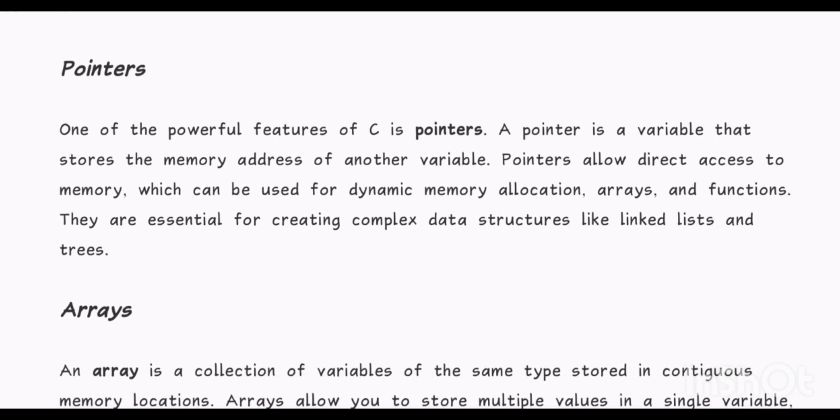Pointers. One of the powerful features of C is pointers. A pointer is a variable that stores the memory address of another variable. Pointers allow direct access to memory, which can be used for dynamic memory allocation, arrays, and functions. They are essential for creating complex data structures like linked lists and trees.